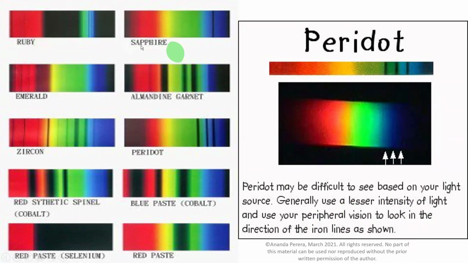And look at the ruby, sapphire, emerald, almandine garnet, peridot, zircon, red synthetic spinel, red selenium, red paste, it is synthetic, cobalt, here, blue paste, cobalt, red paste, cobalt, all of which are synthetics. Now you can understand how to identify with the spectroscope. Remember, you generally need a lesser intensity of light to see these lines. If your light source is more intense, you can't identify these black lines. Right.